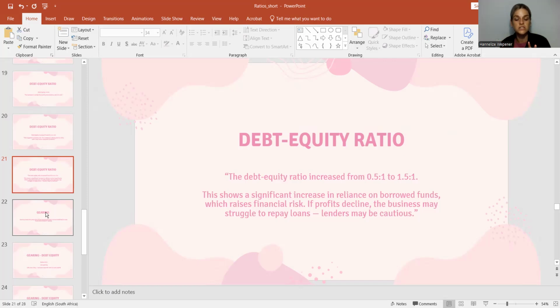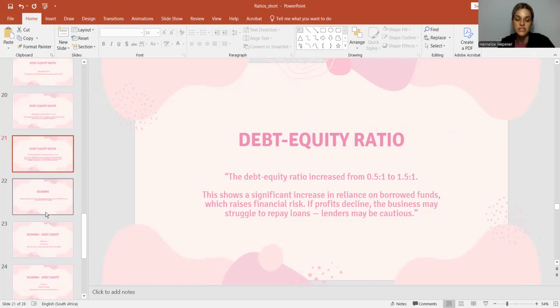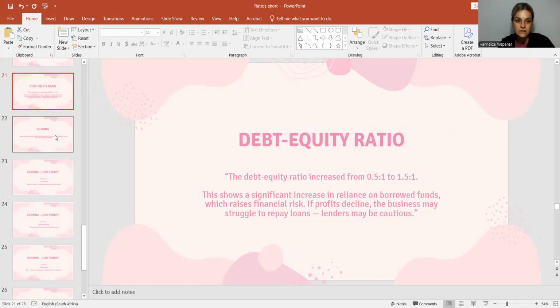So this is also a question we can include in the cash flow statement. If I give you a cash flow statement where you had an increase in loans, I can ask you, how did this affect your debt equity? Or I can ask you, how did this affect your credit worthiness? So please just look out for the ratios in your cash flow statement as well.